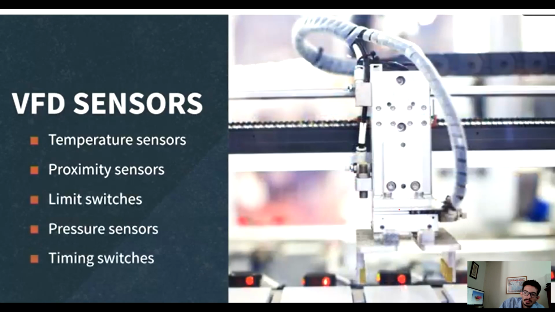So the drives are important to control the velocity of your process. But the other part is the sensors, which we'll talk about later. Sensors are important to be able to control the rest of your system.